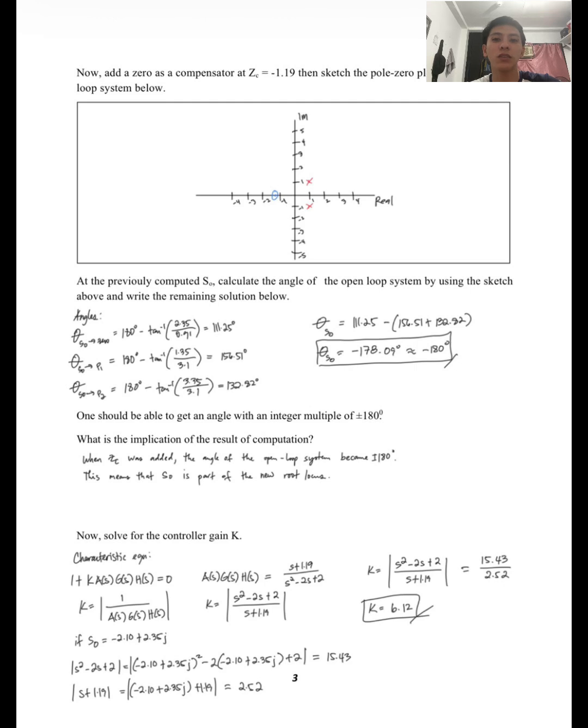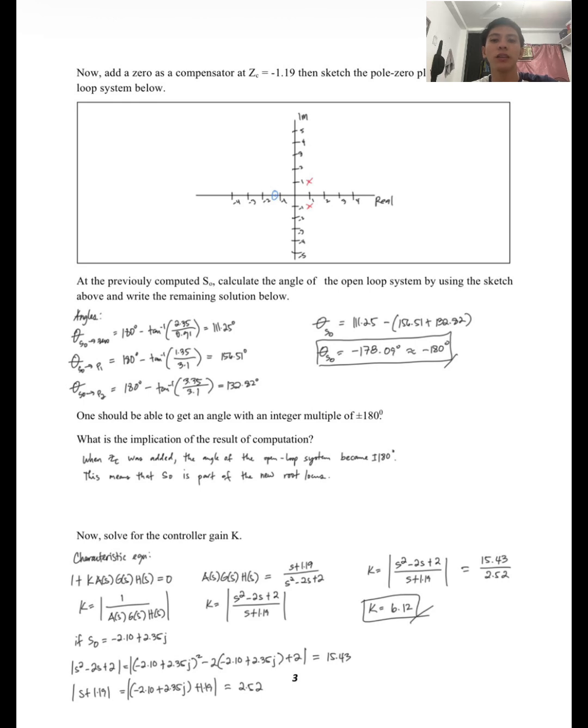So next, the controller gain K was solved using the previously computed desired pole location. The experiment also analyzed the angle of the open loop system and explained that obtaining an angle equal to an integer multiple of 180 degrees confirms that the point lies on the root locus.